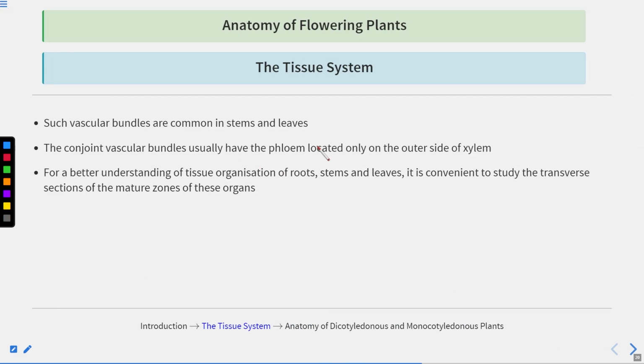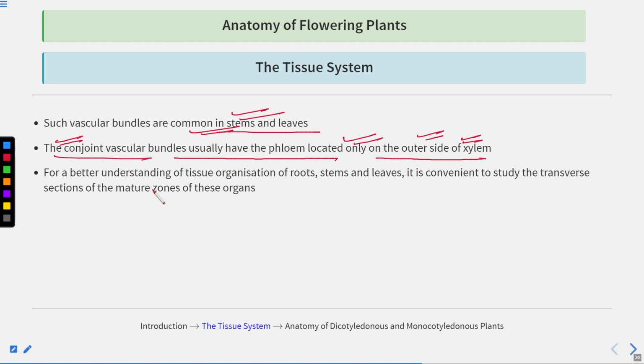Such vascular bundles are common in stems and leaves. So the conjoint type of vascular bundle is very common in the stem and the leaves. Now the conjoint vascular bundles usually have the phloem located on the outer side of the xylem. This is a very important point, where the phloem is present. So phloem is present on the outer side of the xylem in the case of a conjoint vascular bundle.